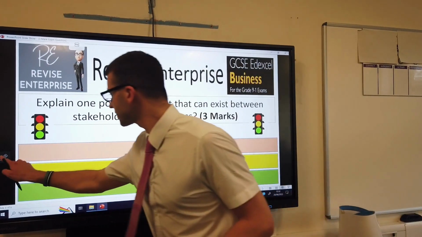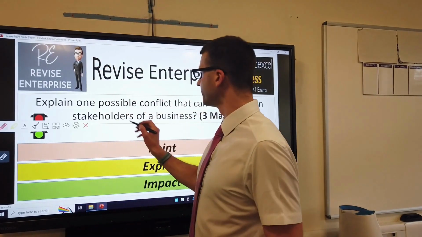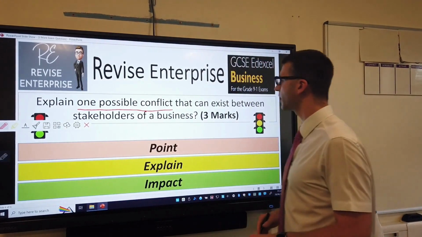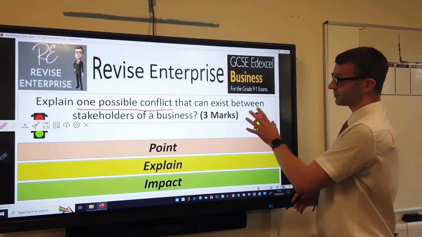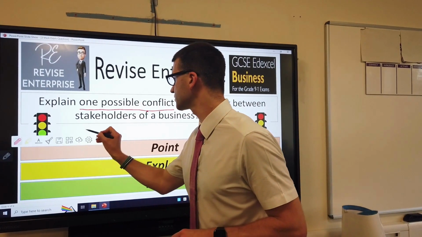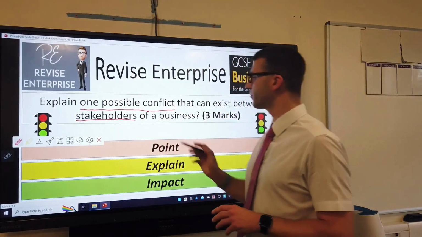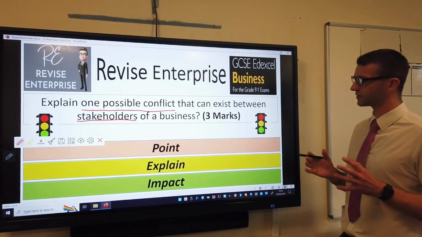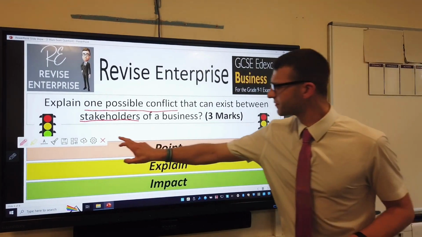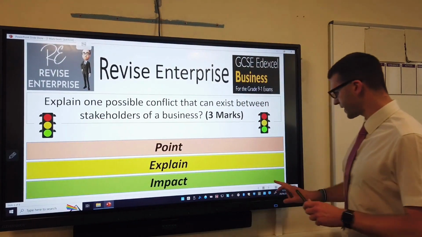So again, just underline some of the keywords that are going to help you here. And again, you're just looking at one possible conflict. You can underline that. And then the other keyword in here that we need to underline, we do need to relate our answer back to stakeholders as well. Really important we do that to get full marks on this question. So let's have a look at an example answer for this question then on the next slide.